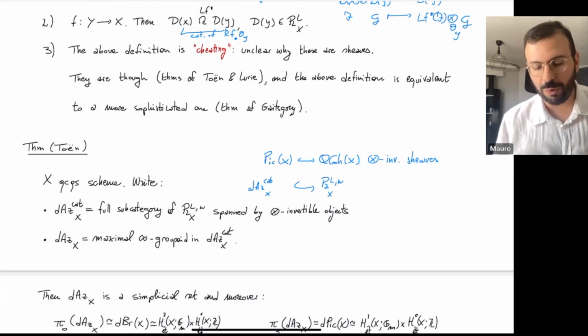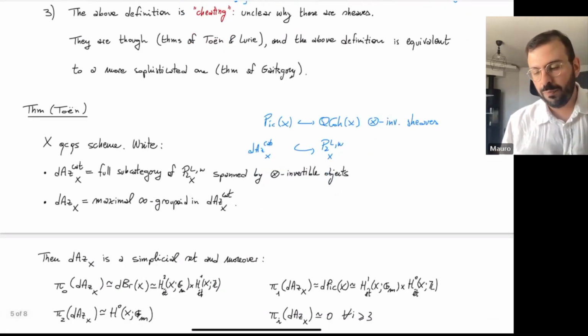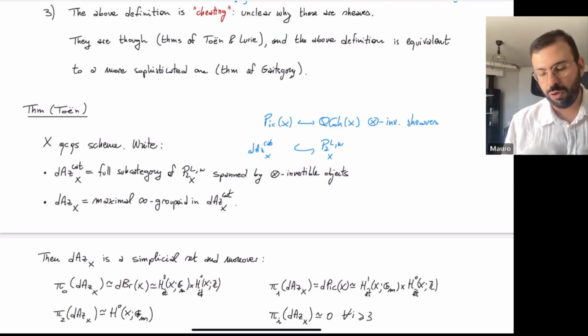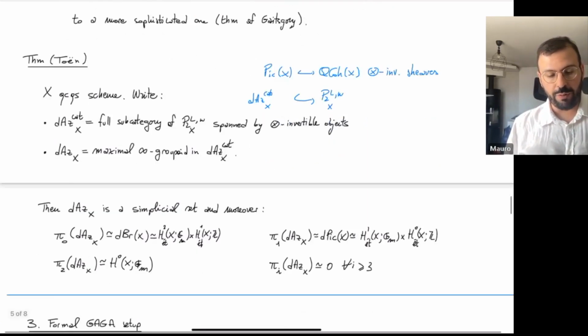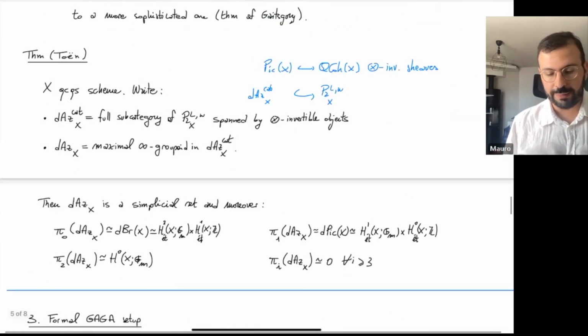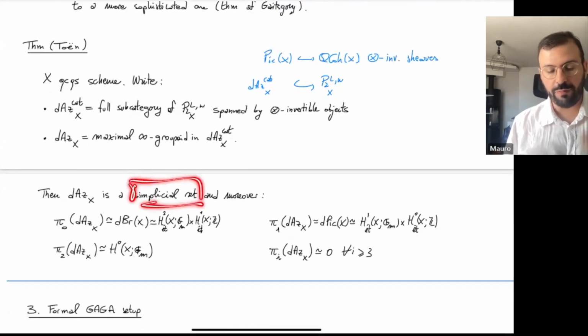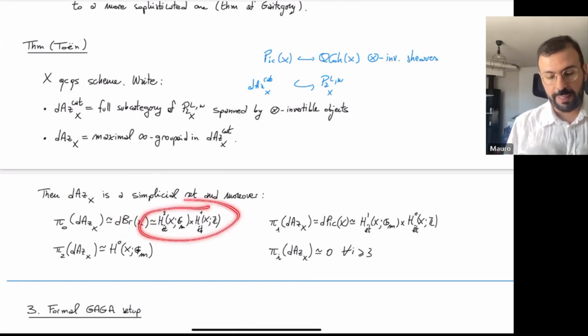Not clear why it has something to do with Azumaya, but it comes from the theorem. And then this was a category. We want a groupoid, so we just take the maximal groupoid inside. So we throw away every morphism that is not an equivalence. And then the theorem is the following. This thing I defined, derived Azumaya, is a simplicial set. And so we can look at its homotopy groups. And here's the point. Its connected components are exactly the derived Brauer group, and it's exactly this decomposition.